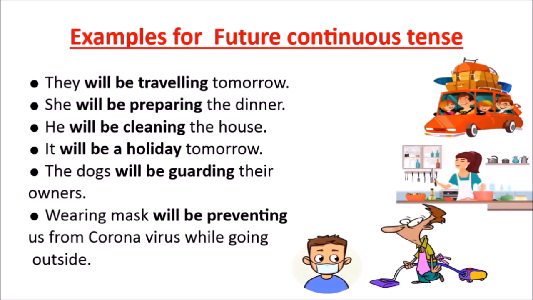Okay, so look at the next example. Wearing a mask will be preventing us from coronavirus while going outside. So wearing a mask will do what? Will be preventing us from coronavirus while going outside. So if we wear the mask, what will it do? It will prevent us from the coronavirus. So it is also a future action that is going to happen at some point of time in the future. Clear? Yes.